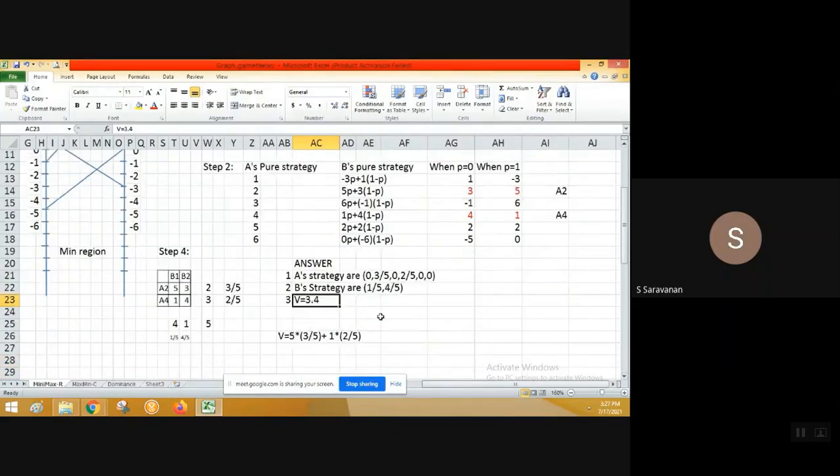So you have to write 3 answers. One is the strategy that should be adopted by A, the strategy that should be adopted by B, and the value of the game. Just let me know which specific step you are still unclear about. Everywhere, if you identify the strategy of A and B correctly, the value of the game is easy.